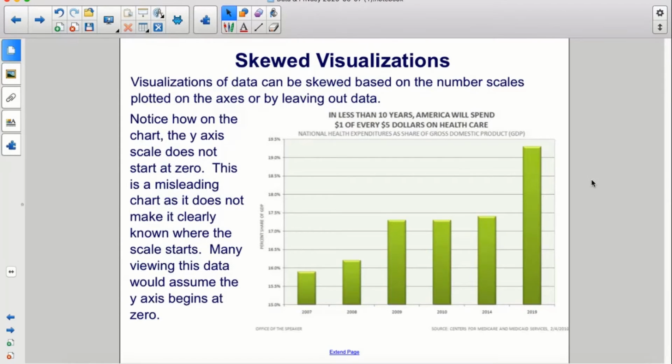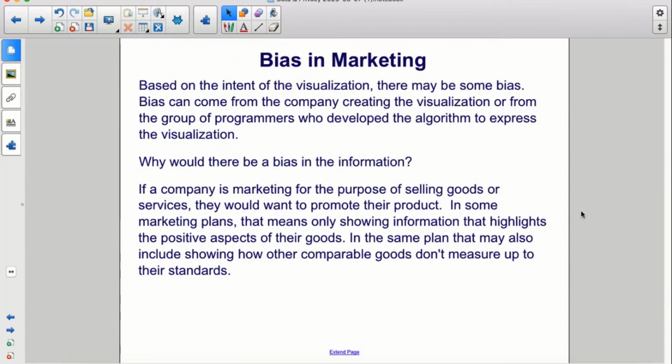Visualizations of data can be skewed based on the number scales plotted on the axes or by leaving out data. Notice how on the chart the y-axis scale does not start at 0, it starts at 15%. This is a misleading chart as it does not make it clearly known where the scale starts. Many viewing this data would assume the y-axis begins at 0. Based on the intent of the visualization, there may be some bias.